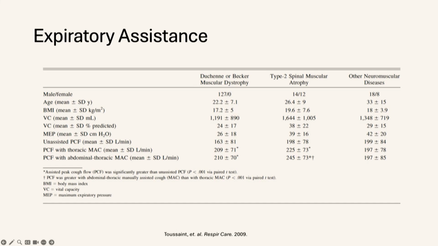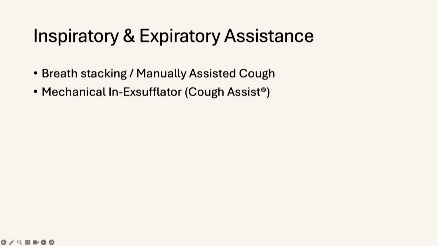This is work from Michel Toussaint looking at the left column and then the middle column are, as you can see, muscular dystrophy and then spinal muscular atrophy, looking at unassisted peak cough flow and then augmented exsufflation and then using a thoracic compression and then thoracic and abdominal compression. And you can see that there's both a clinically significant and statistically significant increase in peak cough flow just by doing exsufflation. Most of the time we'll do both inspiratory and expiratory assistance. And as I mentioned earlier, you can do it non-mechanically with breath stacking and then manually assisted cough.